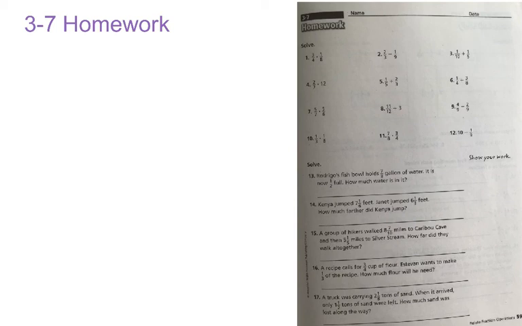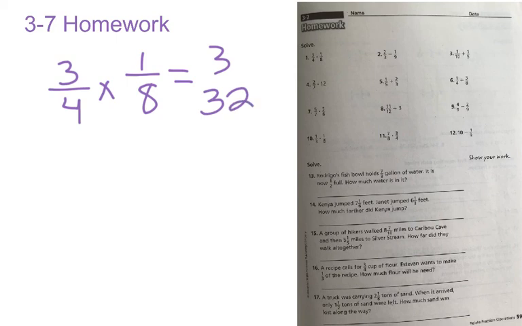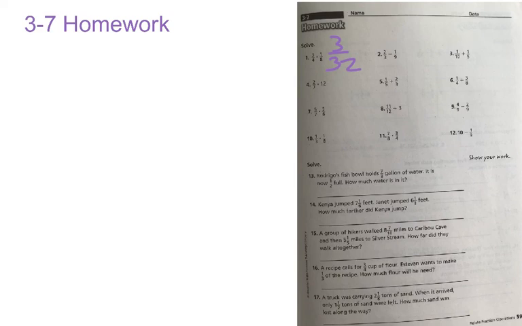For number 1, we have 3/4 times 1/8. And we don't have a relationship between 3 and 8 or between 4 and 1. So 3 times 1 is equal to 3, and 8 times 4 is equal to 32. And so we have 3 over 32 for our answer for number 1. We can go ahead and move on and do an example with number 2.